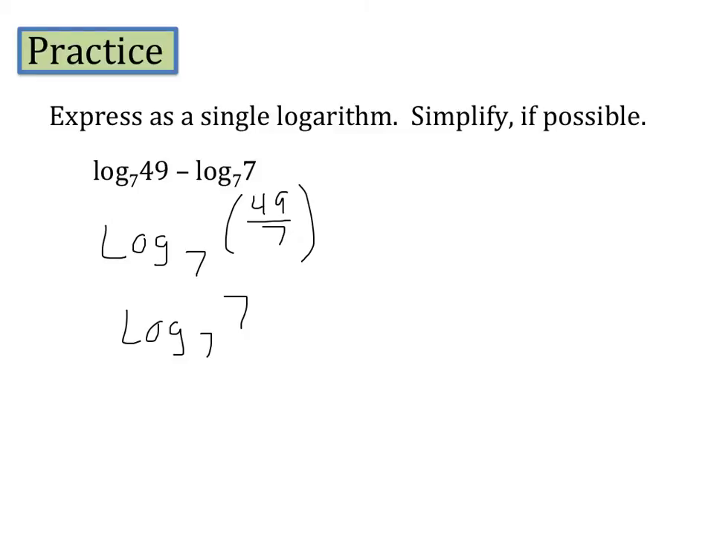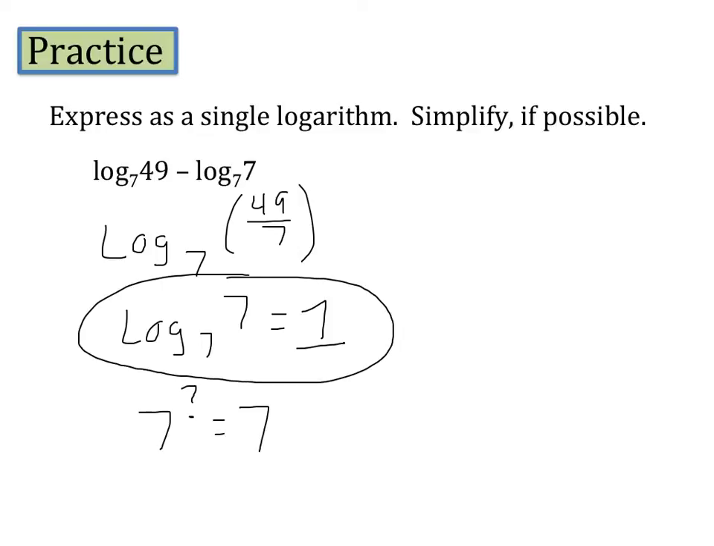Now we know if we ever have a log with the base the same as the number that comes after it, that just equals 1. And we know that because it's basically saying what do we have to raise 7 to get 7? And the answer to that is just 1. So log base 7 of 7 equals 1.